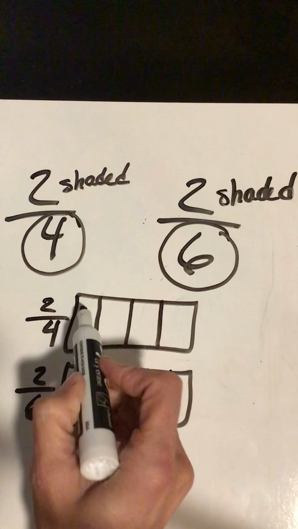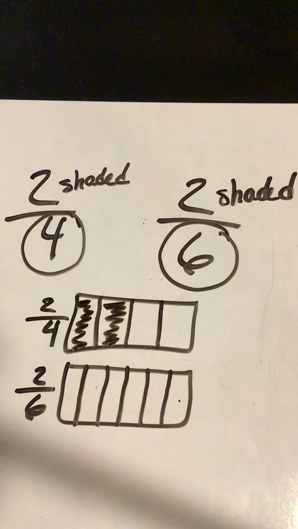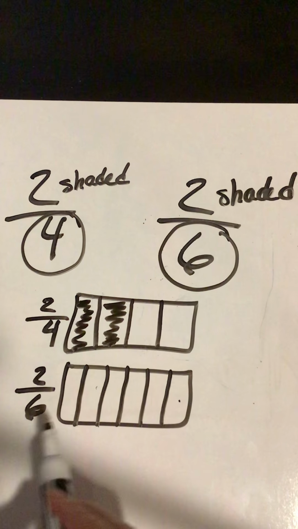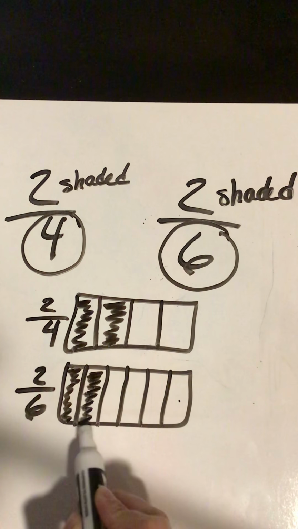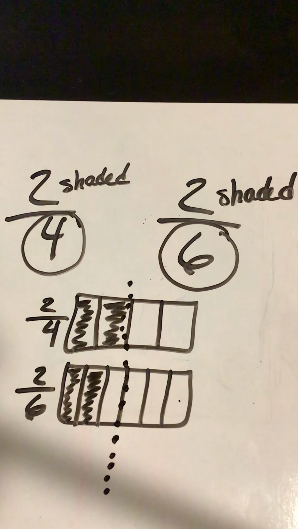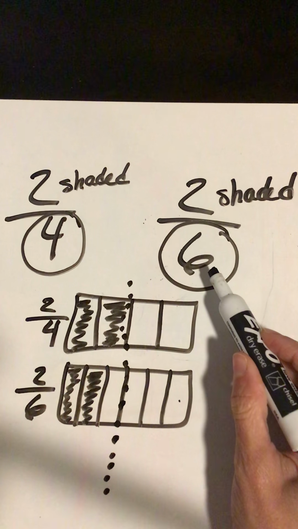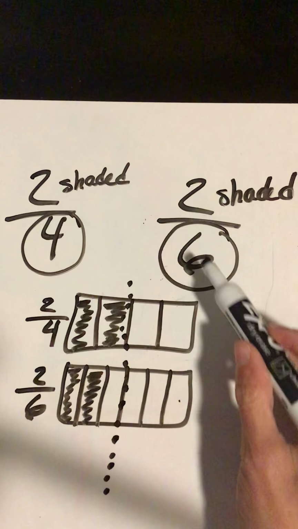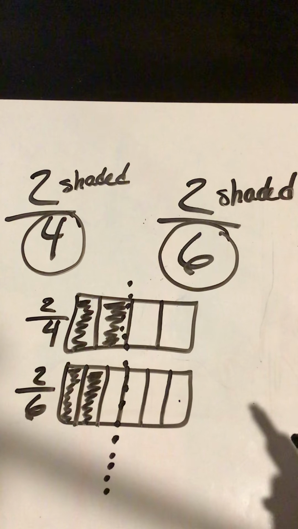Okay, so 2/4, I need to shade in 2 of those chunks, or 2 of those pieces. And for 2/6, I need to shade in 2 of those as well. Then I'm going to go ahead and kind of do a dotted line going down here, to the best of my ability. And again, we knew that the 6 pieces were going to be smaller than the 4 pieces. And when you look at the illustration, that is right on.